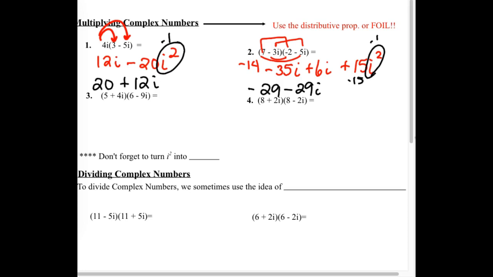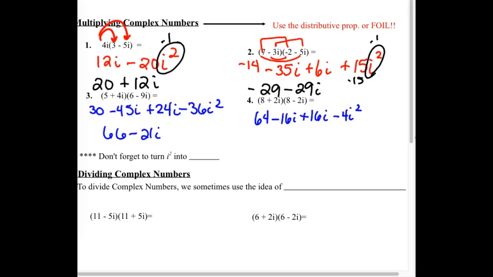Okay, again, I'm going to pause the recording. You guys do the next two. All right, checking your work. For the first one, foiling it out, we get 30 minus 45i plus 24i minus 36i squared. The negative 36i squared turns into a positive 36. Added with the 30 gets us 66. So we end up with 66 minus 21i.